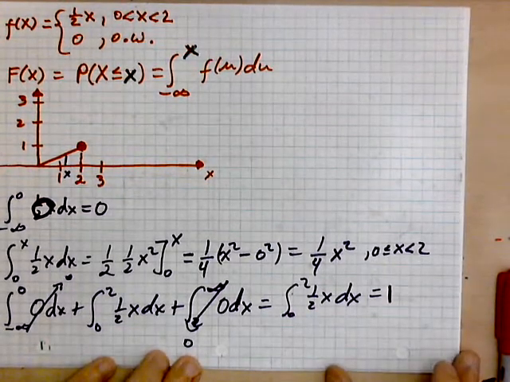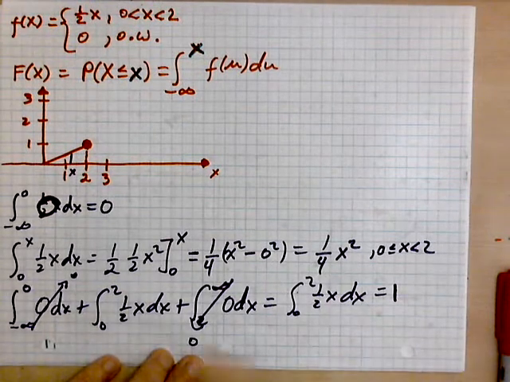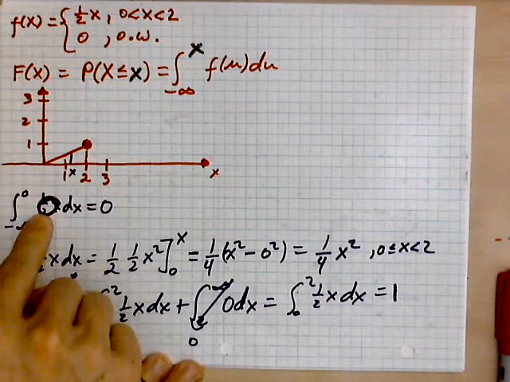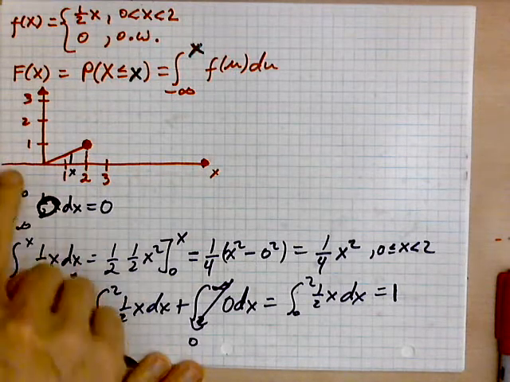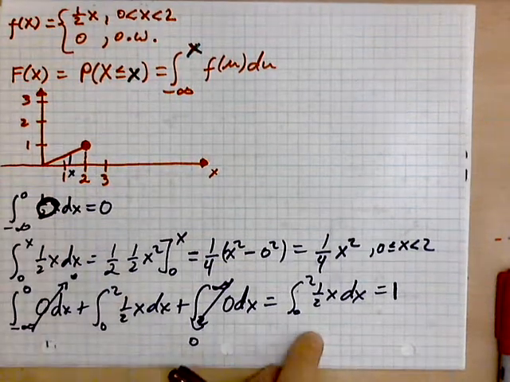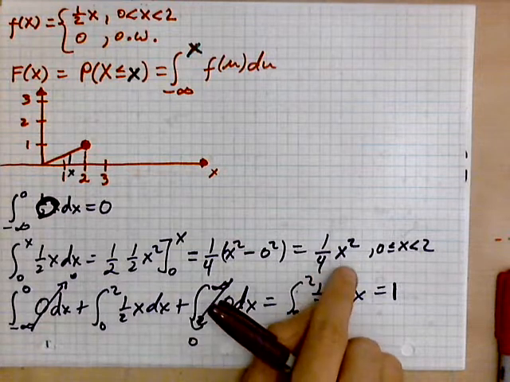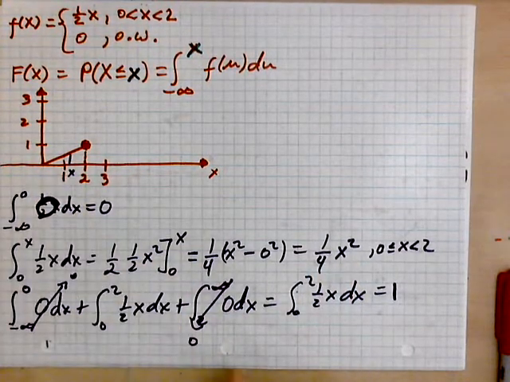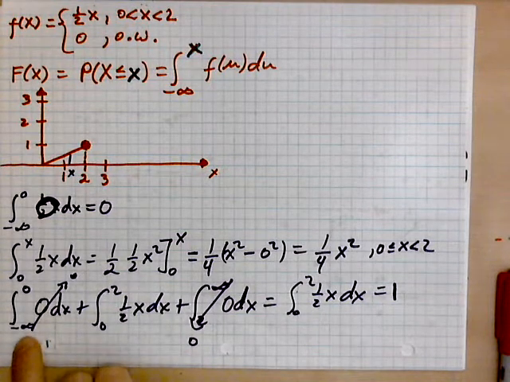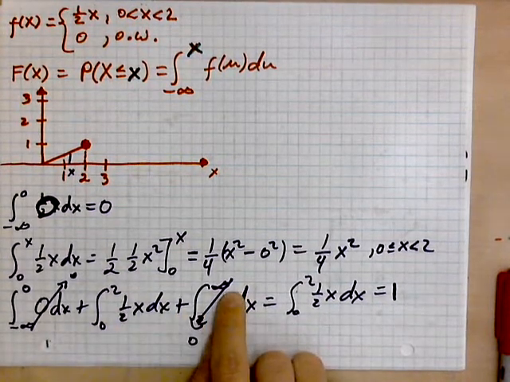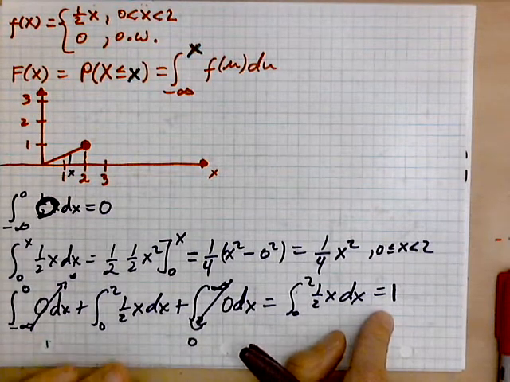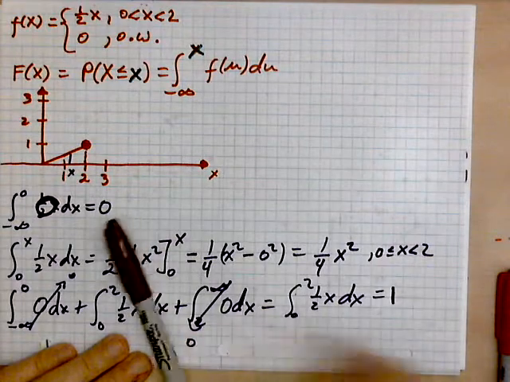Okay? So now that we've gone through the various regions of integration, getting a 0 for everything from negative infinity up to 0, then we got 1/4 of x squared between 0 and 2. And then lastly, everything, so to speak, from negative infinity to positive infinity, that's equal to 1. Once we have these facts, we can now write down the following.